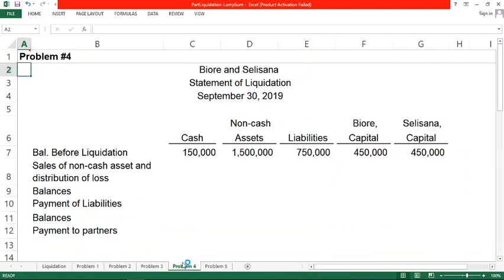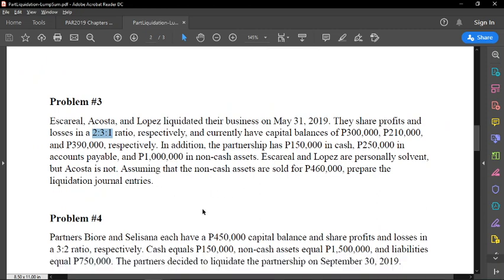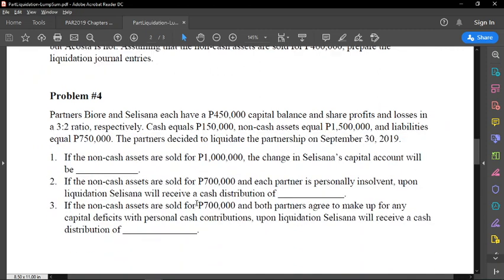Okay, so let us proceed to number 4 and let us unfold if there's anything new here. Now, we have here Biore and Celisana. Each has a 540 capital balance and they share profits and losses in a 3:2 ratio respectively. Now, cash equals 150, non-cash equals 1.5 million, liability 750. Now, the partners decide to liquidate the partnership on September 30. Assumption number 1. If the non-cash assets are sold for 1 million, the change in Celisana's capital account will be.